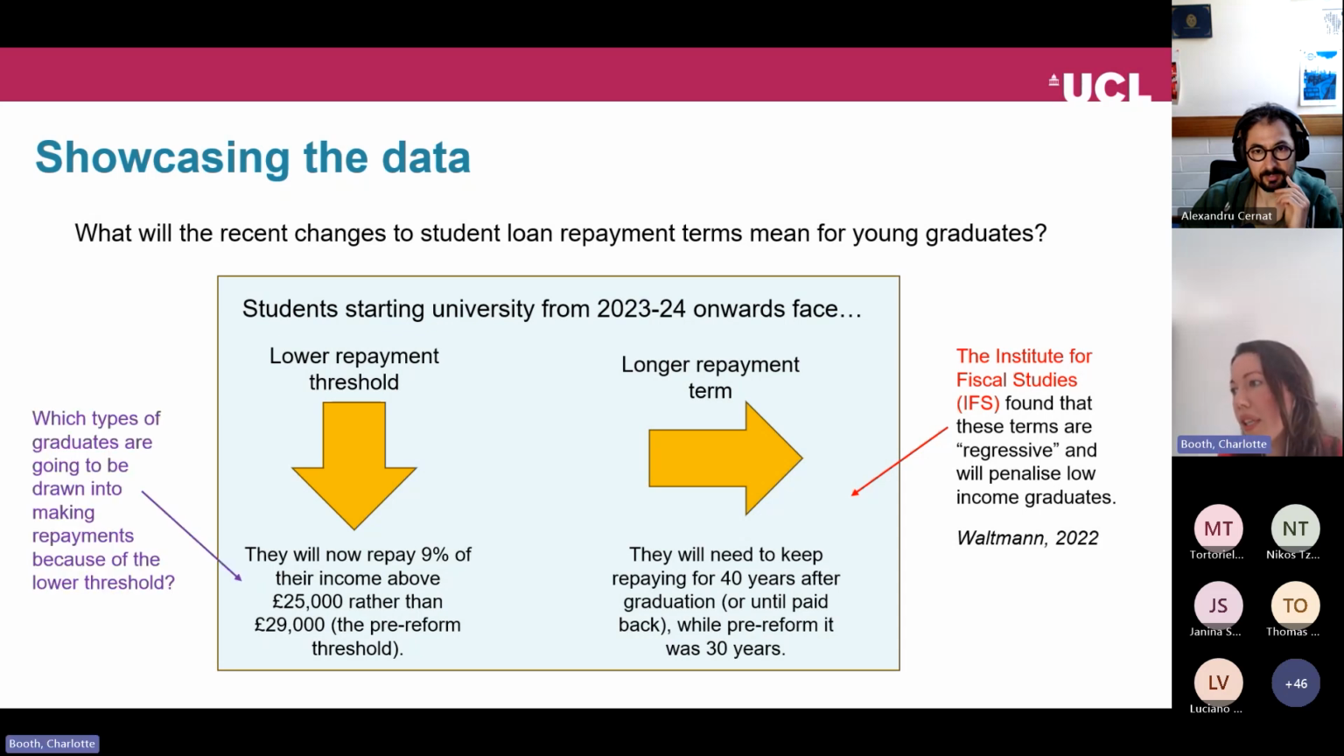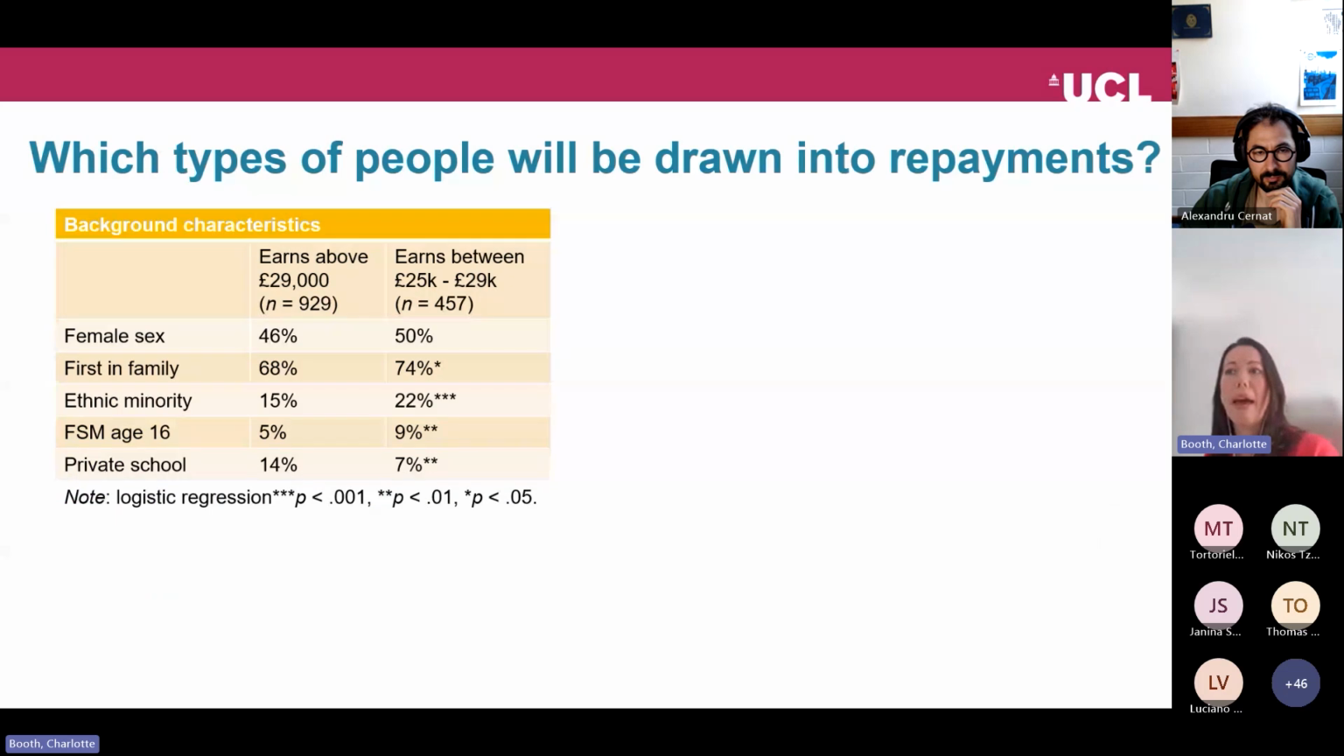So our question was how the survey data could be interesting to add to this. We have a lot of rich information about the characteristics of graduates. So our question was which types of graduates would be drawn into making repayments because of the change to the repayment threshold. Basically, people who earn between 25,000 and 29,000 are the people that will be drawn into making repayments. And people earning above 29,000, the pre-reform threshold, are kind of the existing people. So we wanted to compare the characteristics between these two groups to see what the differences are.